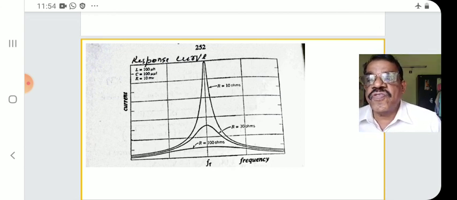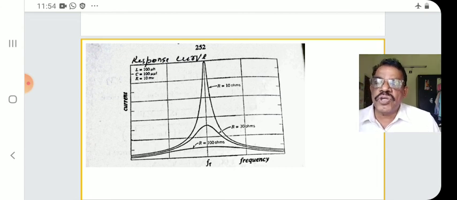The response curve is a curve drawn by taking applied frequency in the x-axis and the current in the LCR circuit on the y-axis. The graph shows a peak at resonant frequency. Current is maximum. On either side of the resonant frequency, current decreases.